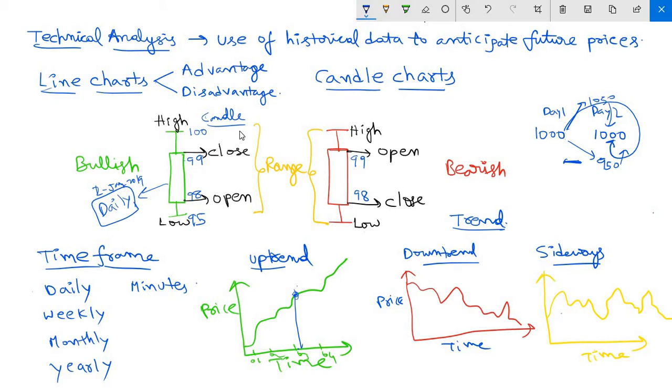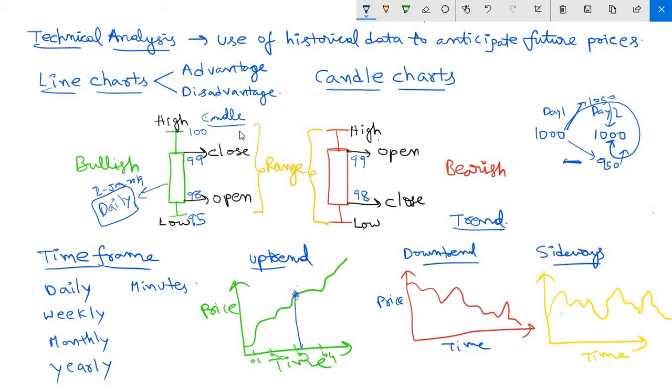So now how do you see it? Open you'll see on the top side. It opened at 99 rupees, hit a high of 100 rupees, went down as low as 95 rupees, but closed at 98 rupees. So this is how you actually read a particular candle.